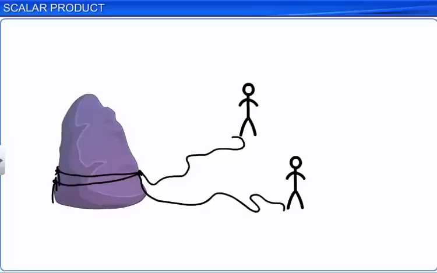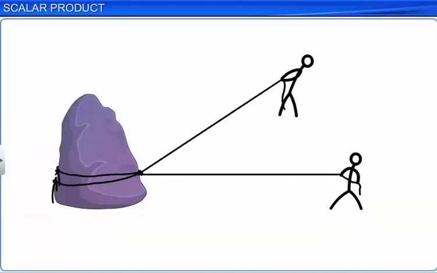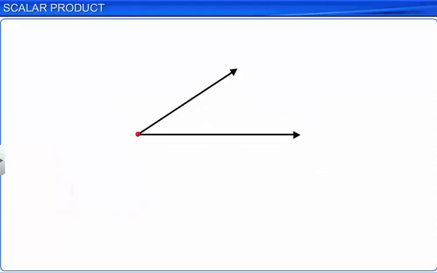Here are two men trying to move a boulder. Both of them are applying a force along the line of the ropes that they are pulling. The forces exerted by the two men on the boulder can be equated with two vectors A and B inclined to each other at an angle theta.